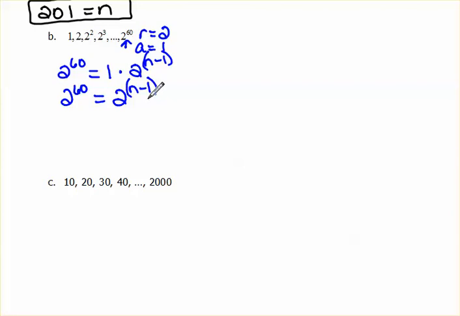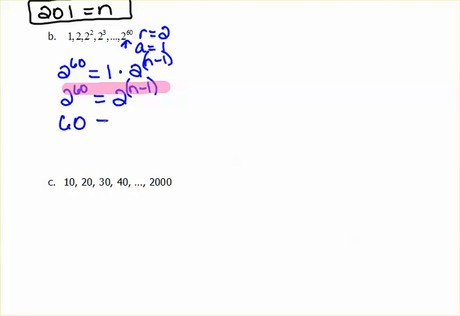Now, I don't know if you remember this. You might have gotten stuck at this point, but when you were working in college algebra, we had a rule that said if the bases are the same, the exponents must equal each other, because the only way that 2 to the 60th equals 2 to this is if this whole thing happens to be 60 also. So those exponents have to equal each other.